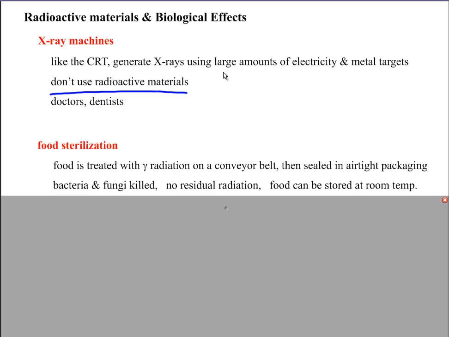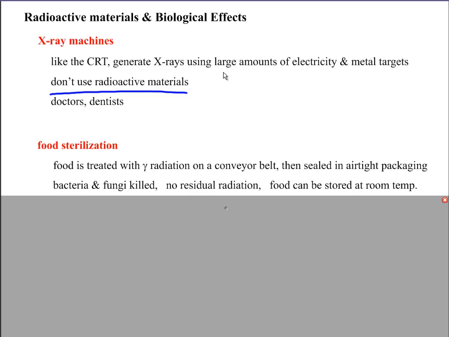There's no leftover radiation. It's kind of like shining a flashlight on something. When you turn the light off, it's gone. When you stop producing the gamma radiation and treating the food with it, it doesn't linger. The food can be stored at room temperature, which is a huge advantage. You decrease the cost of refrigeration because you don't need to have things frozen or cold. They can just be stored on the shelf.